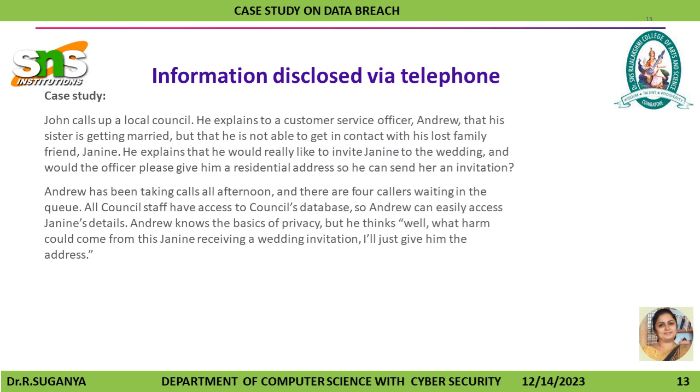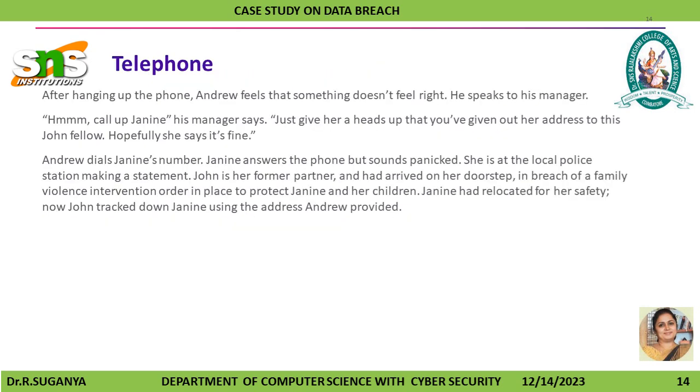Andrew has been taking calls all afternoon and there are 4 callers waiting in the queue. All council staff have access to the council's database so Andrew can easily access Janine's details. Andrew knows the basics of privacy but he thinks, well, what harm could come from Janine receiving a wedding invitation? I'll just give him the address. Telephone. After hanging up the phone, Andrew feels that something doesn't feel right. He speaks to his manager. Just give her a heads up that you have given out her address to this John fellow. Hopefully, she says it's fine.